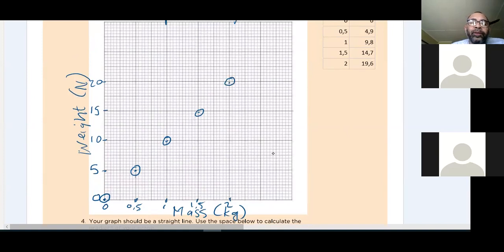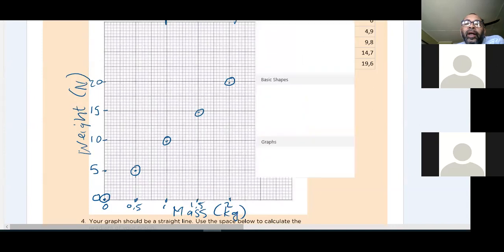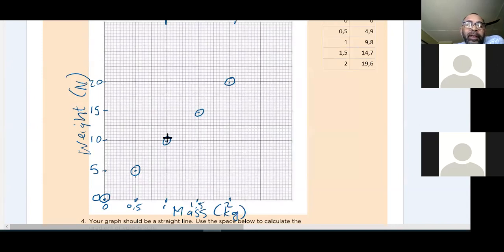Okay. The reason why we put a circle around it is when you draw your straight line, it's possibly going to be that we can't see the point. So that's why we have the circle around it. So then what we want to try and include is a straight line. And I'm going to take my graph and as best as possible.